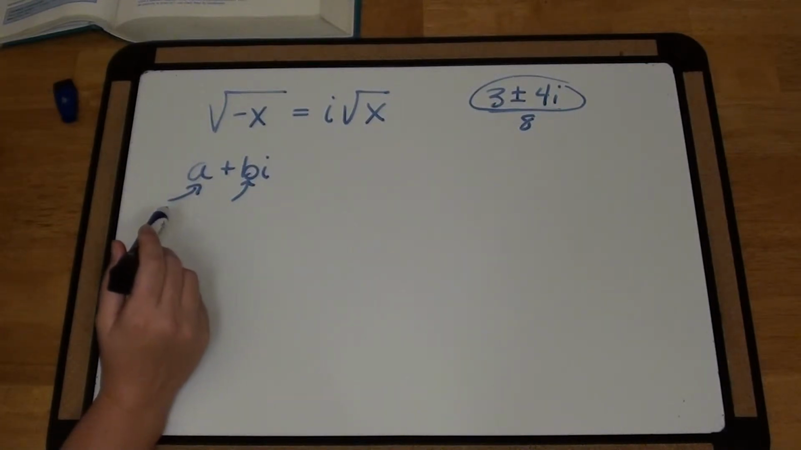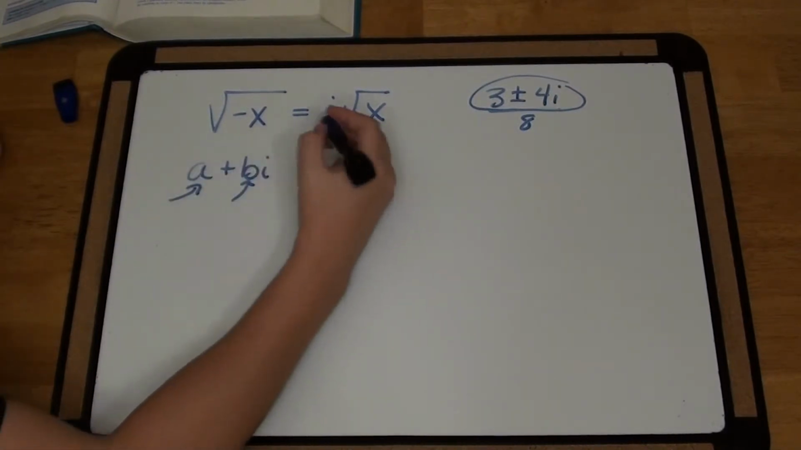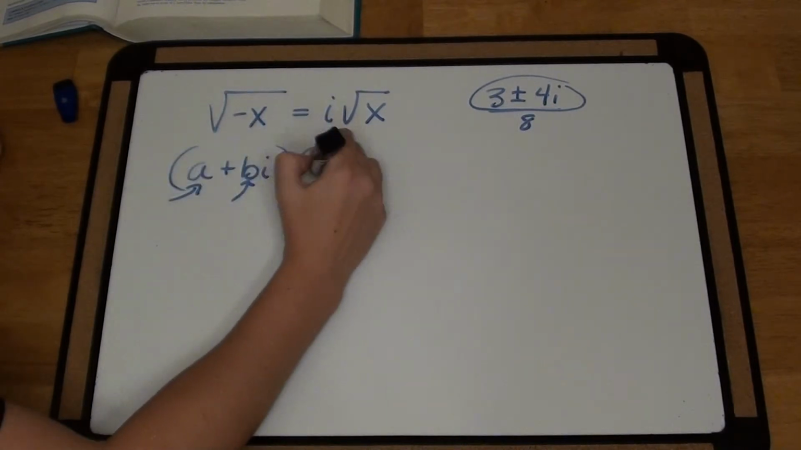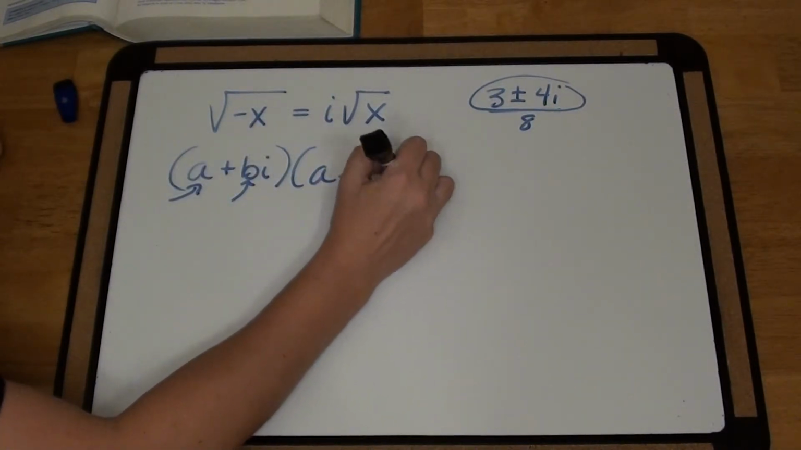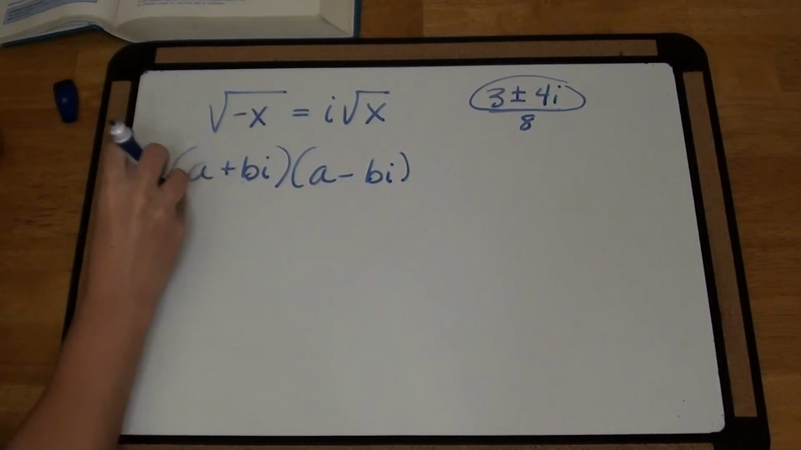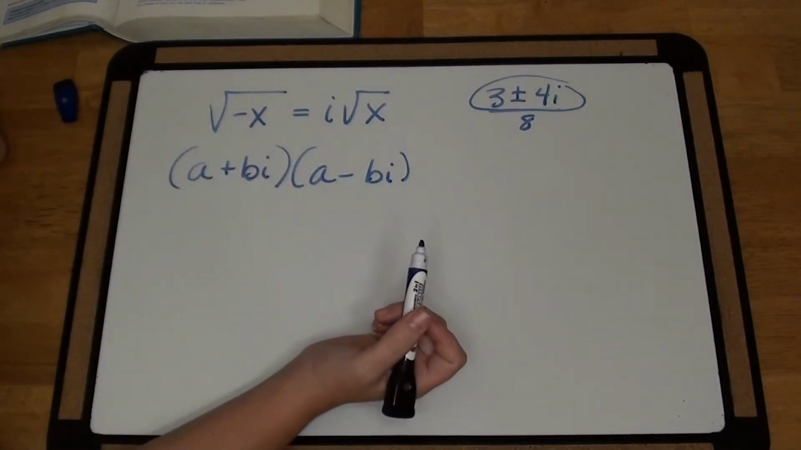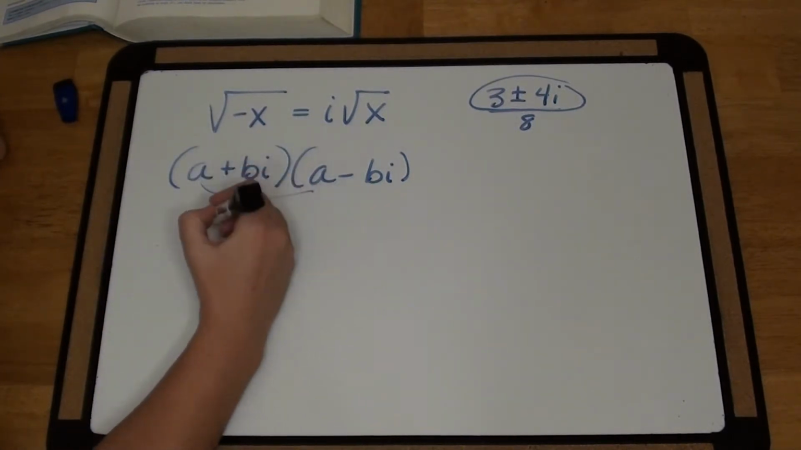And you want to look that up on page 190 at the bottom. It says complex conjugates. So if we have a plus bi, and we have a minus bi, let's just take a look at what that does here. Let's go ahead and multiply these out. So we would get a squared.